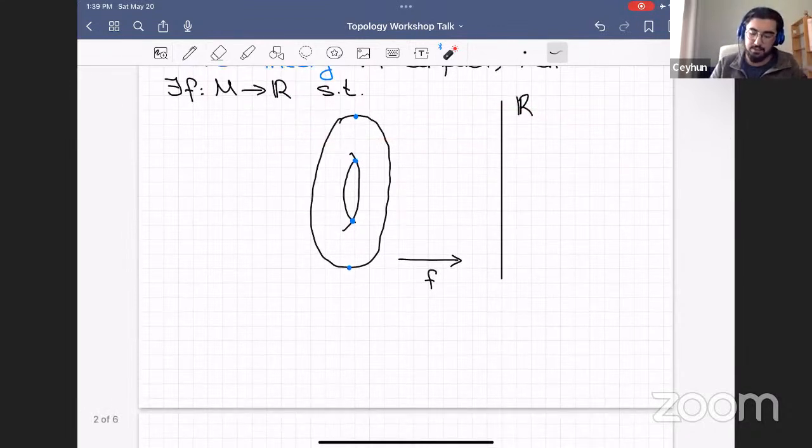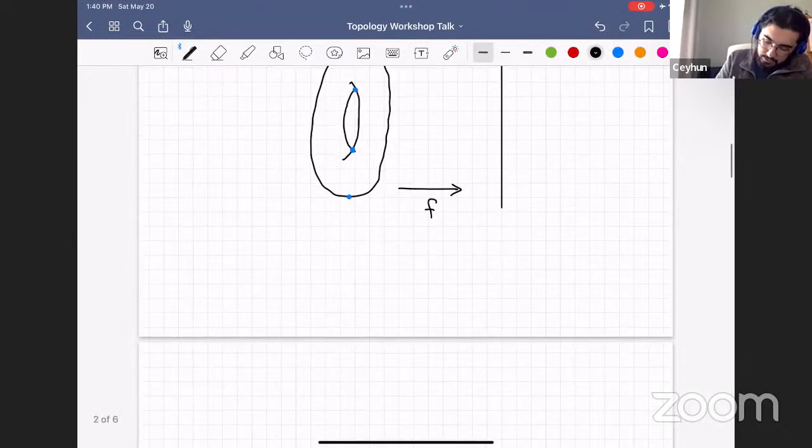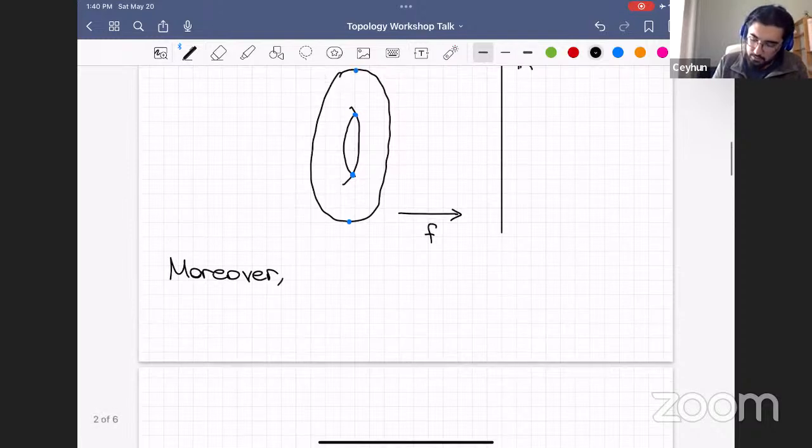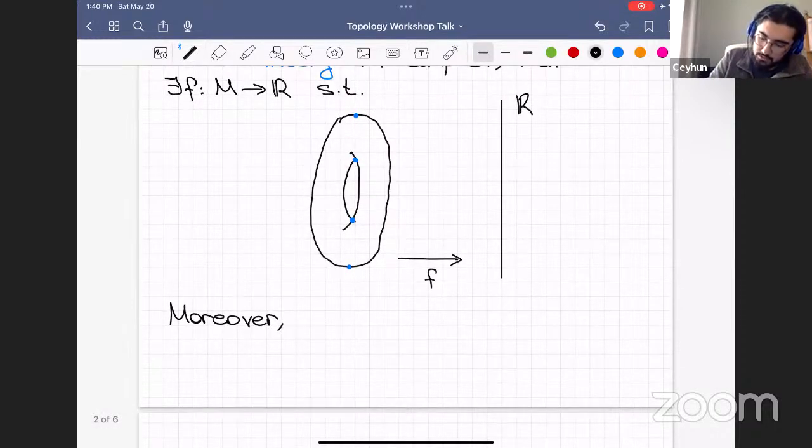Actually, these Fs are not rare. There are so many of these. Moreover, we can also make sure that these critical points are lined up in a specific way. Meaning, we have R here, right? We can make sure that all critical points along which we attach a K handle, let's say a 0 handle, are in the 0 level. And then all the critical points along which we attach a 1 handle are at level 1, so their image under F is 1, and so on.